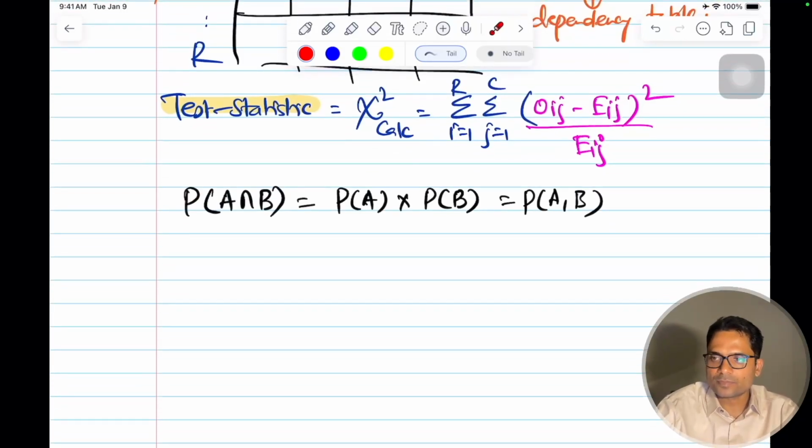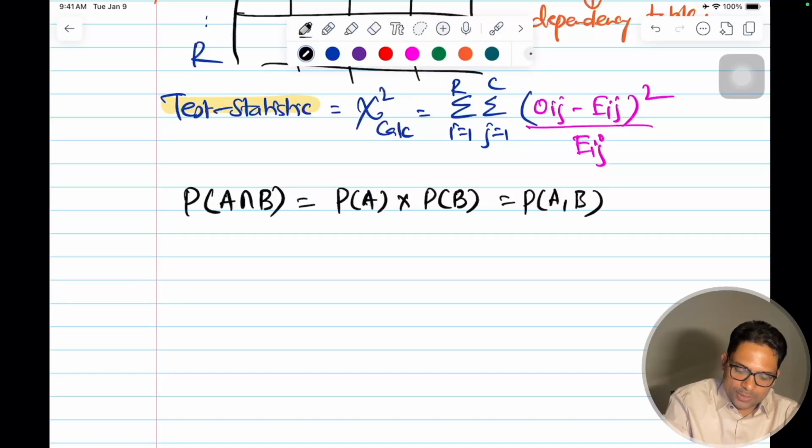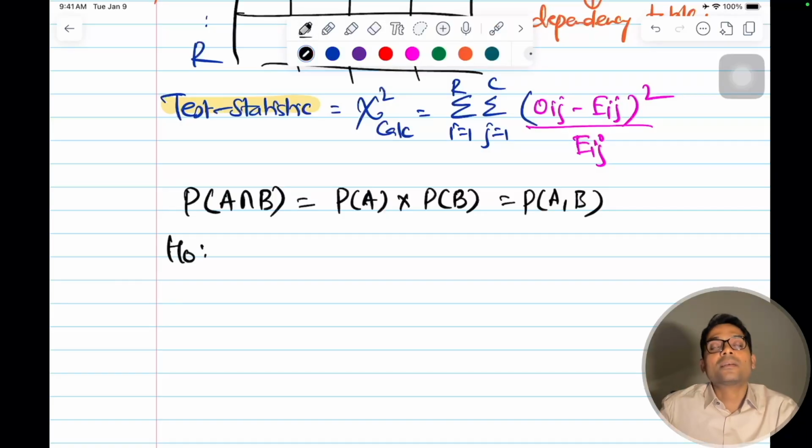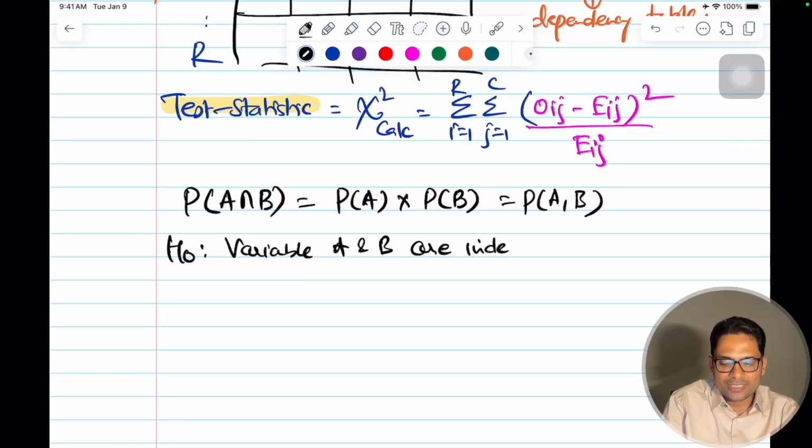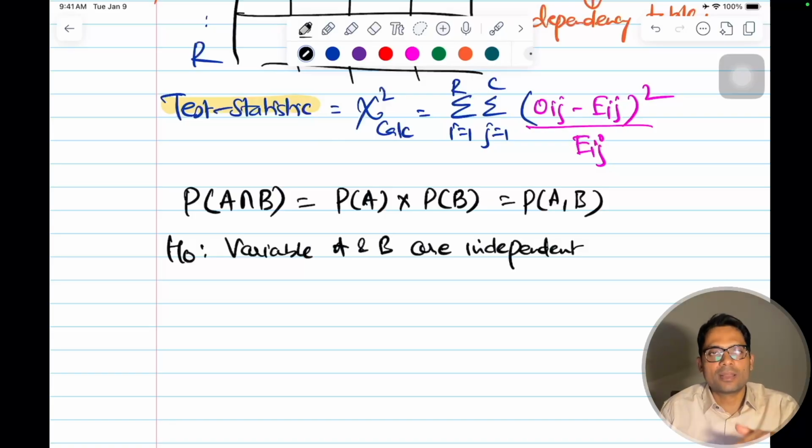Okay. So now let's do the test. What is the null hypothesis? We'll put it in terms of hypothesis testing. The null hypothesis is that variables A and B are independent. So there is no change, no impact of each other. That's your default null hypothesis.